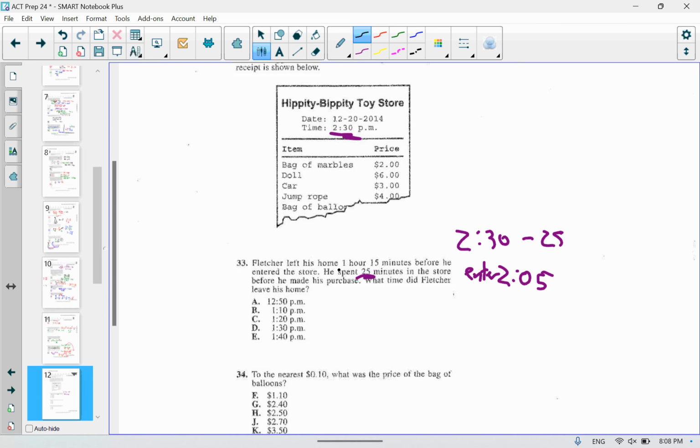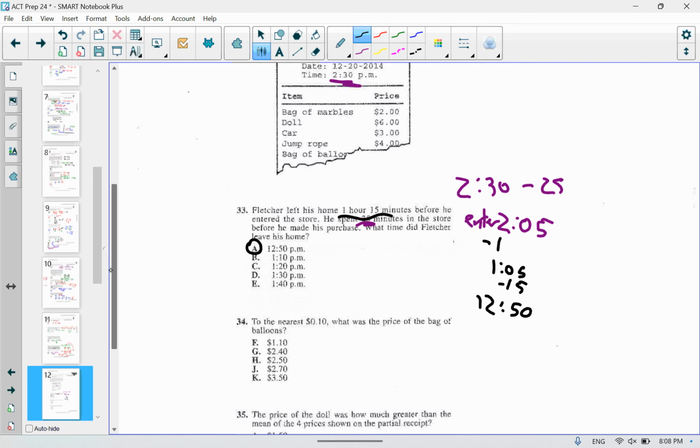Now, it says he drove for an hour 15. So if I subtract an hour, that's 1:05. But if I subtract 15 minutes, I've got to remember the 5 minutes is pretty easy. You have to go 10 minutes back into the hour. Remember, hours have 60 minutes. So this would have to be 12:50 is when he left his house.